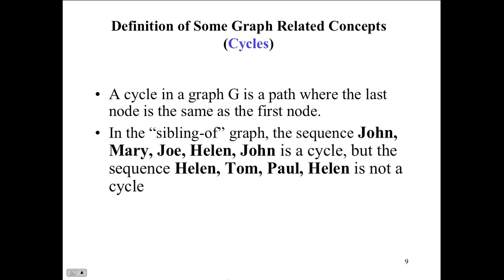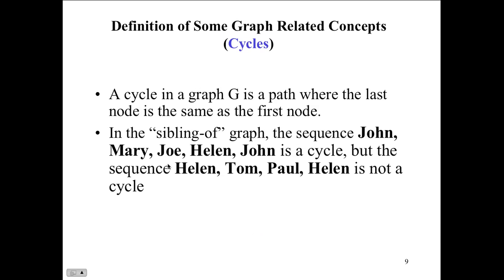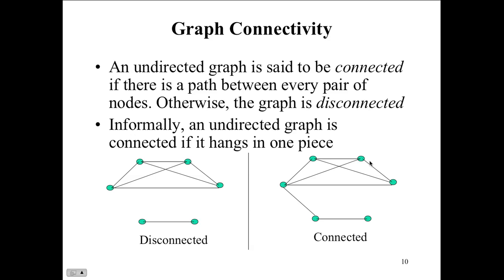We also have this word called cycles. So we can cycle through the graph, which is different than pathing. A path is a connection. A cycle in a graph is a path where the last node is the same as the first node. We cycle through when we end at the same place that we began. We can cycle through this graph here by starting at Mary, going to John, to Joe, to Helen, back to Mary. That would be considered a cycle. So the sequence John, Mary, Joe, Helen, John would be a cycle, all of them in order, as I just pointed out a few minutes ago.